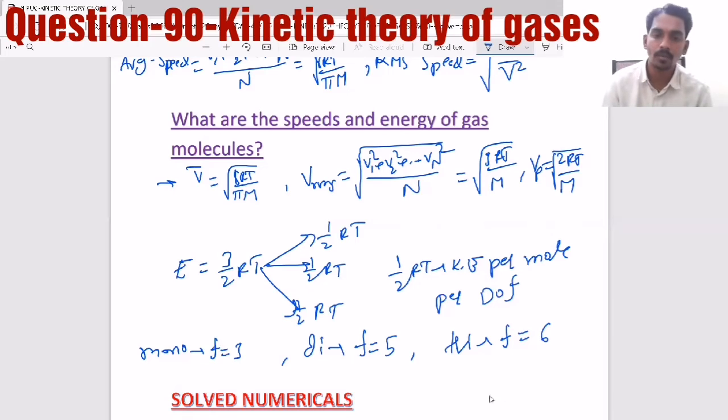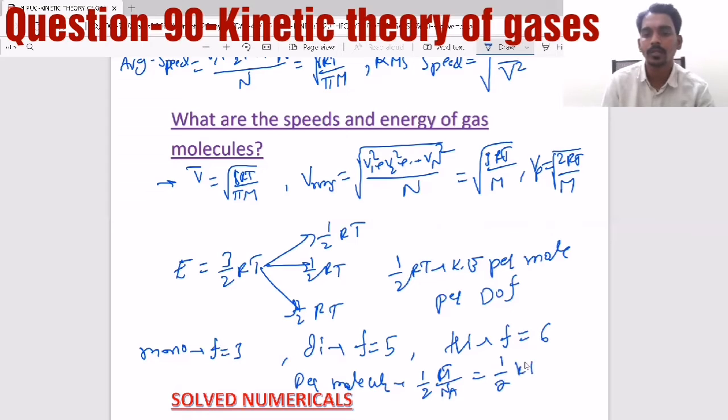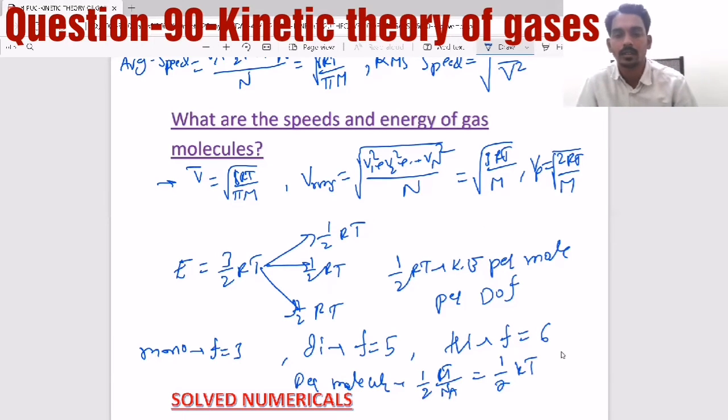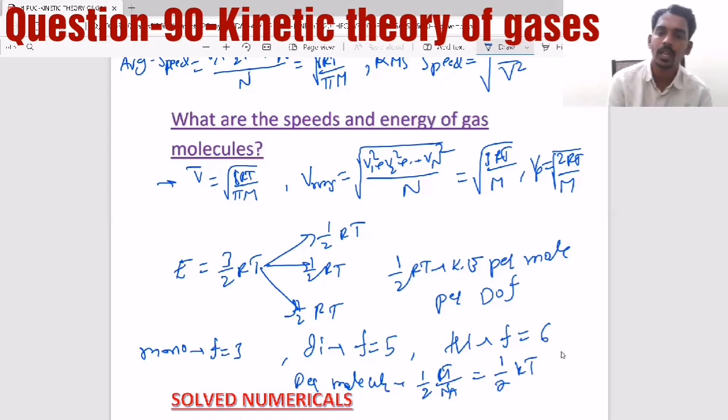Suppose they ask per molecule, this is for 1 mole. Per molecule means, when they ask the energy, then 1 by 2 RT divided by Avogadro number will become 1 by 2 kT, where k is the Boltzmann constant. So they can ask per molecule, they can ask per mole per degree of freedom, or they can ask total. But when they ask, suppose diatomic gas, out of 5, 3 are translational motion and 2 are rotational motion. Triatomic means f equal to 6, 3 are rotational and 3 are translational.